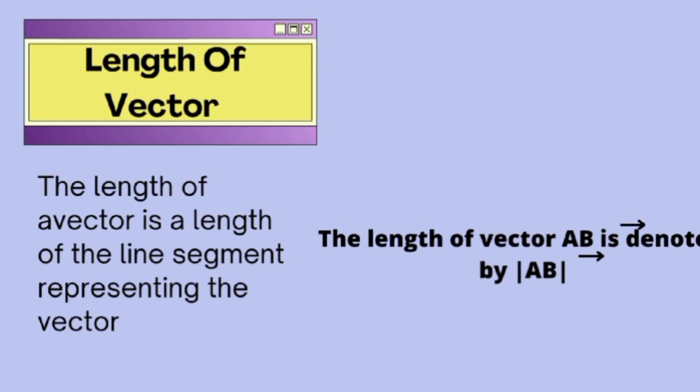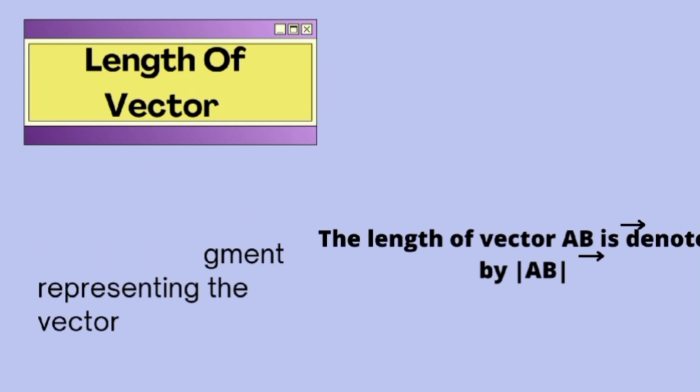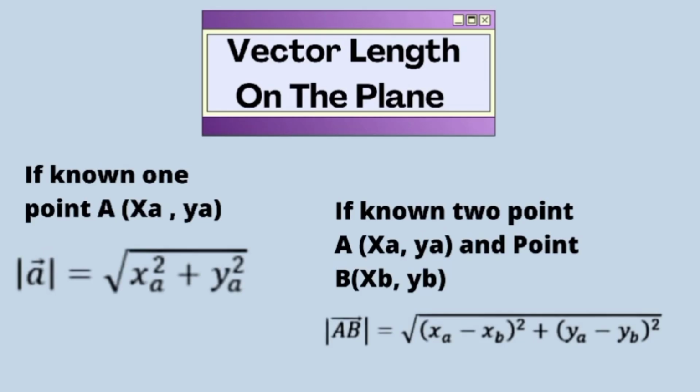Length of vector. The length of a vector is a length of the line segment representing the vector. The length of vector AB is denoted by vector A, B. Topic: the vector length on the plane.